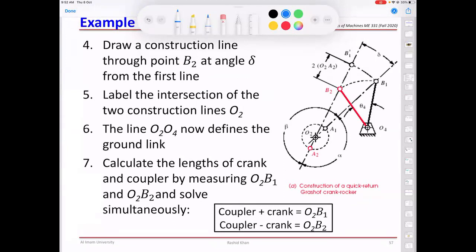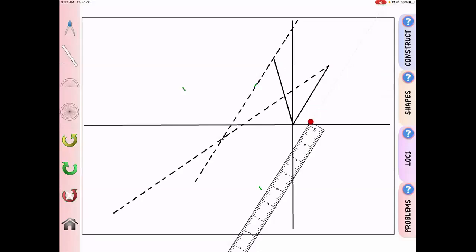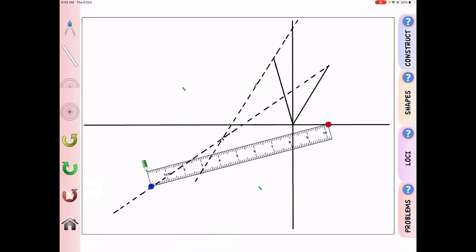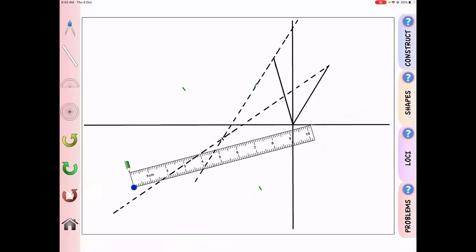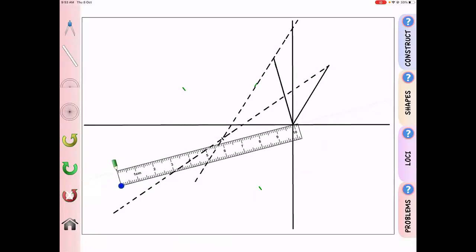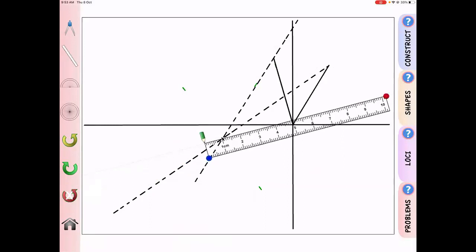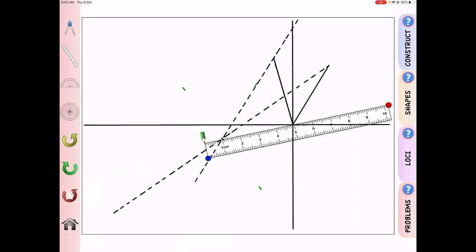We can measure the grounding here. So this is O4. Unfortunately, I cannot label it here. This is the disadvantage of this software. Anyway, so it is approximately 49 millimeter. So L1 equals 49 millimeter. Okay.